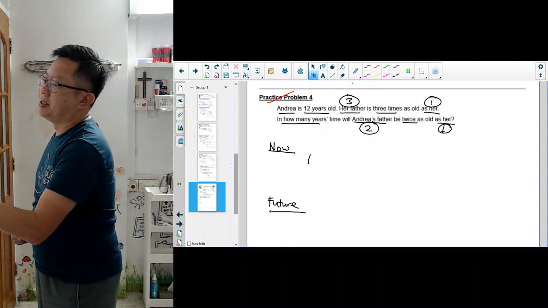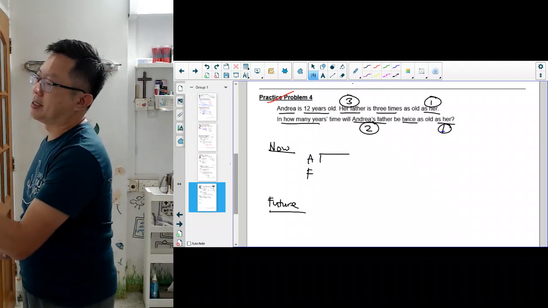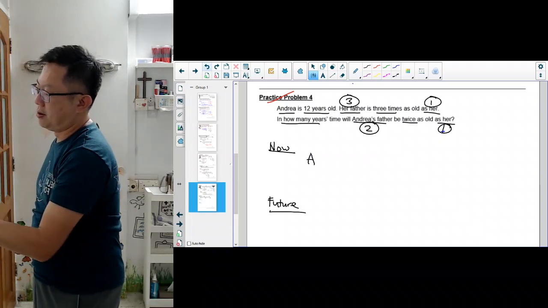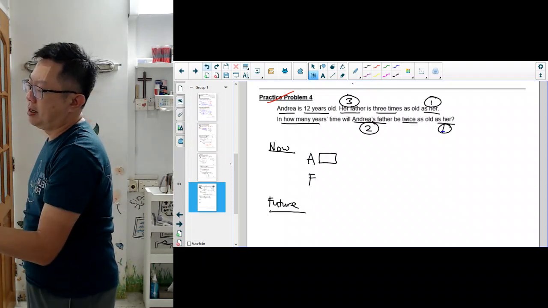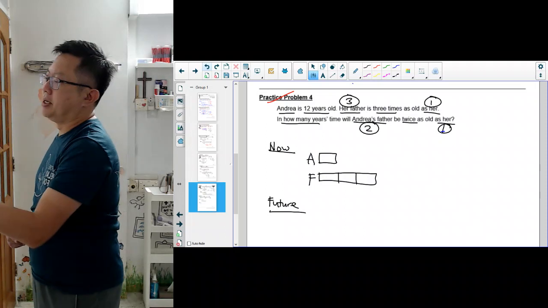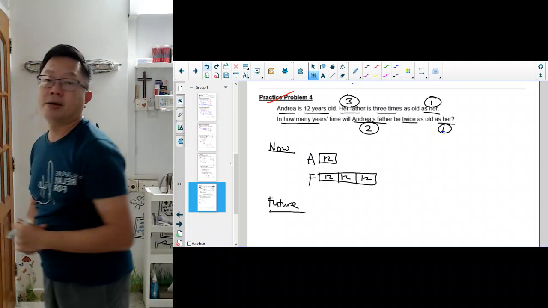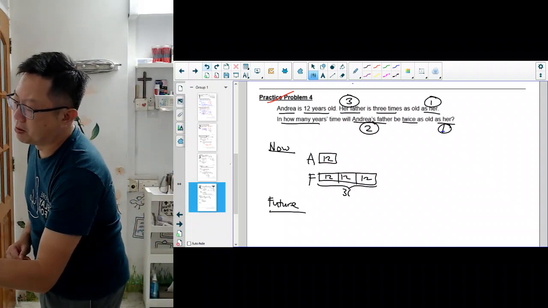Okay, then you have Andrew and the father. So the father is 3 times as old as her. So let's draw a rectangle for Andrew and the father. So Andrew is 1 time and the father will be 3 times. And Andrew is 12 years old, so the father will be 12 times 3. Okay, 12 times 3. So the father is 36 years old now.